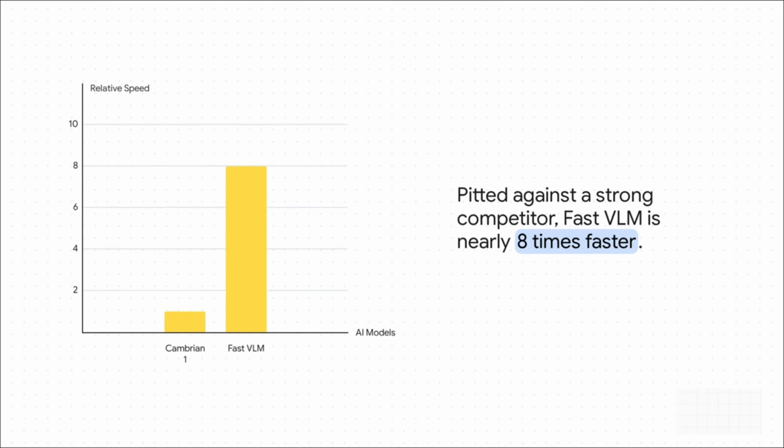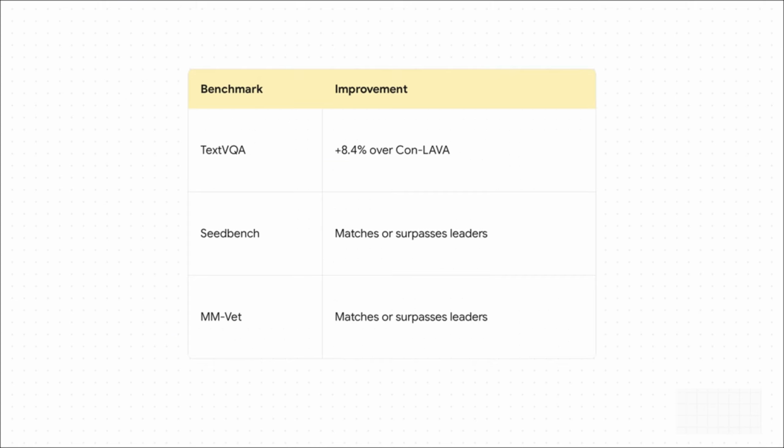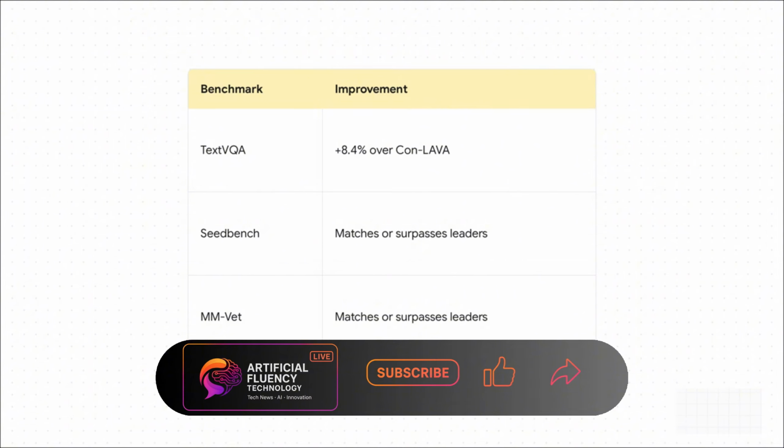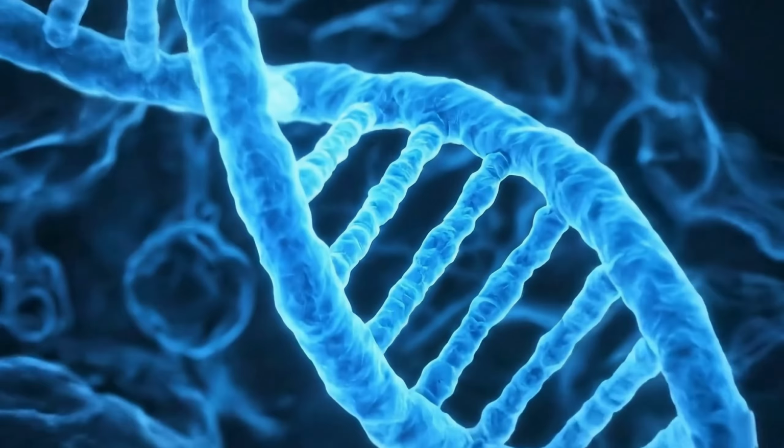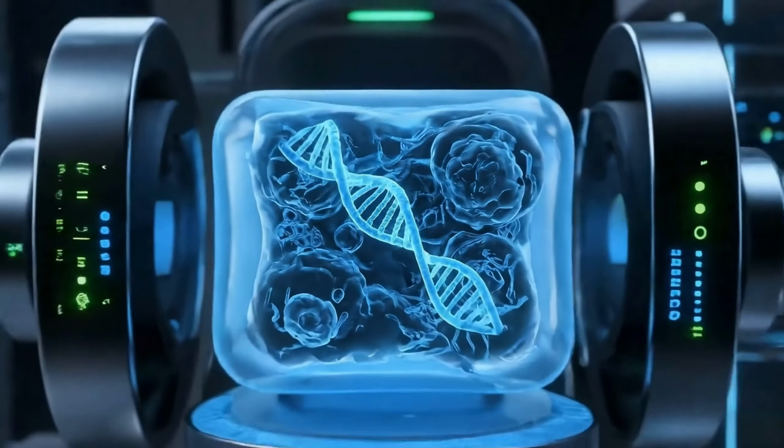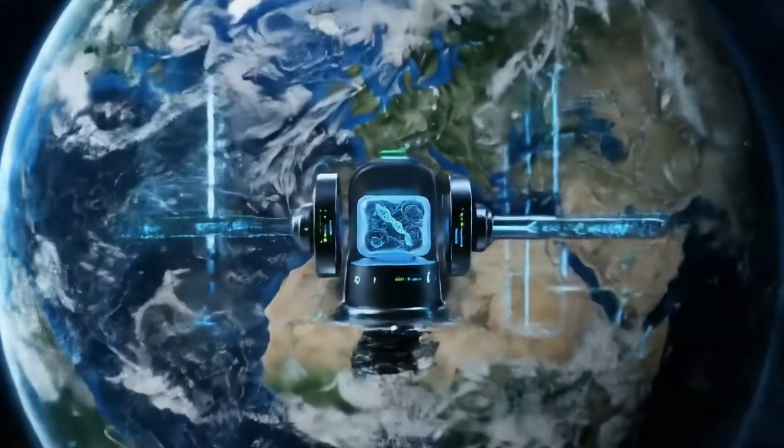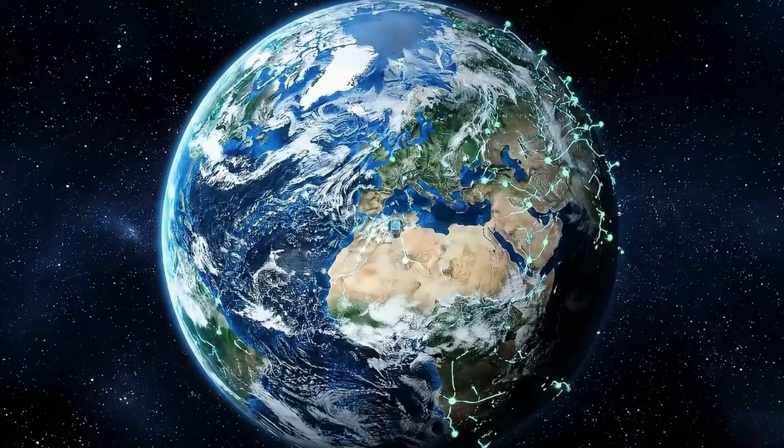When you put it up against Cambrian 1, which is another really strong model, Apple's Fast VLM is nearly 8 times faster. Just look at that gap. It's not even close. But here's the thing, it's not just about being fast, it's also smarter. On a really tough benchmark called Text VQA, which basically tests how well an AI can read and understand text inside of an image, it's over 8% better than the competition. And across a whole bunch of other major tests, it either matches or flat out beats the current leaders.